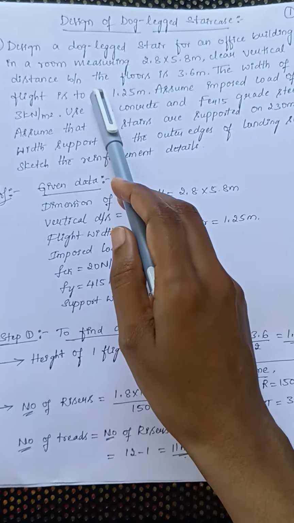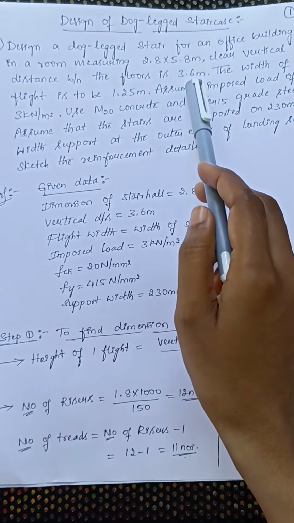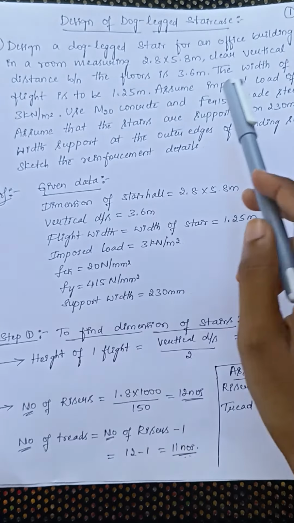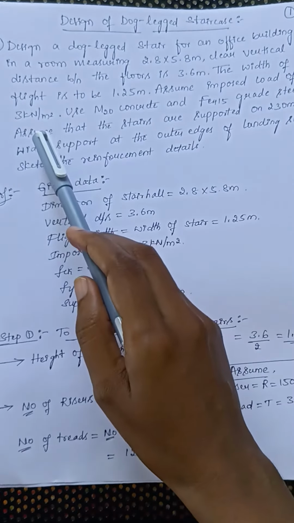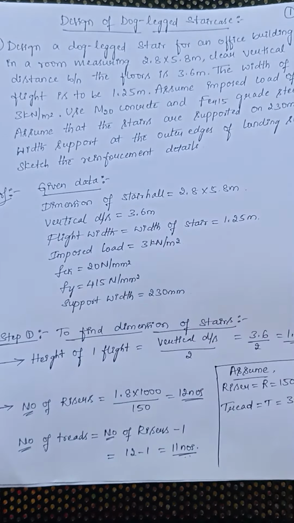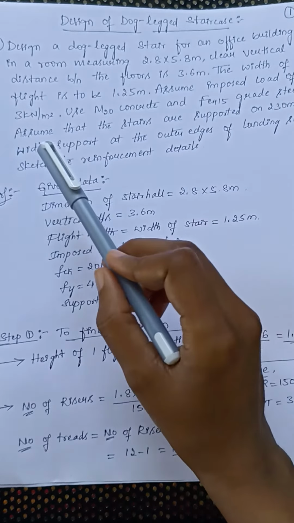Clear vertical distance between the floors is 3.6 meter. The width of flight is to be 1.25 meter. Assume imposed load of 3 kN per meter square. Use M20 concrete and Fe415 grade steel.